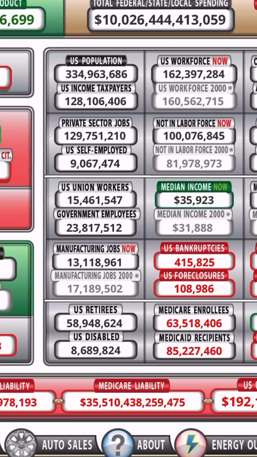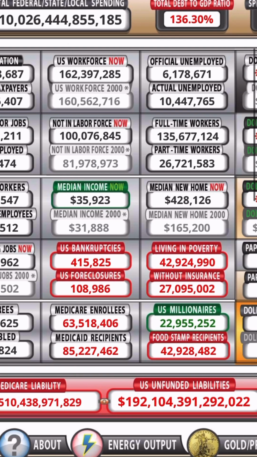Number of U.S. retirees, 58.9 million. Disabled, 8.6 million. U.S. disabled numbers. And then we look at the median income now, 35,923,000. That's a median household income. Average median new home price is now 428,126. Well, look at that.